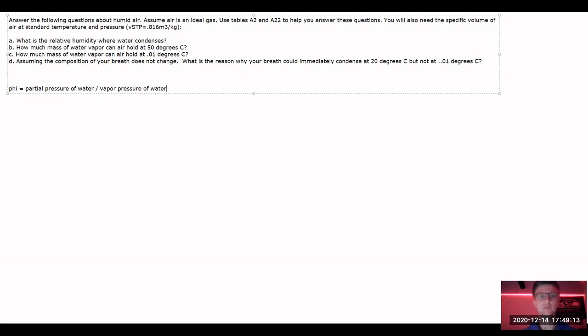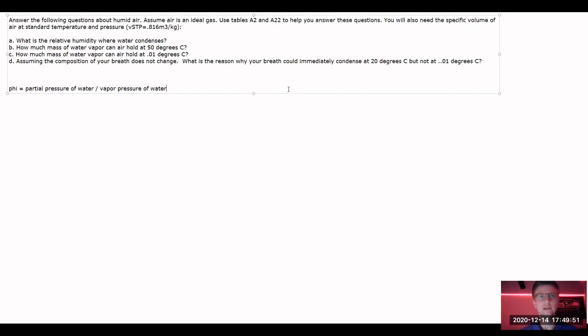So if we can find the vapor pressure of the water in the system at a given temperature, then we can solve for the partial pressure of the water because they're equal. And using that partial pressure and the temperature, we can then find the specific volume of the water at that temperature. Because in order for water to condense, it has to be in its saturated vapor state.